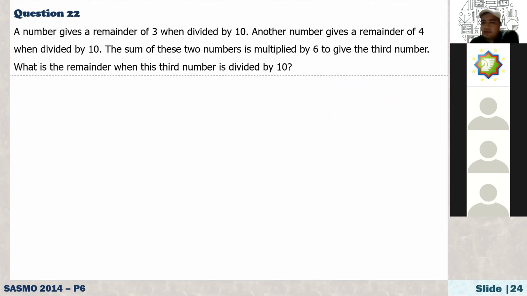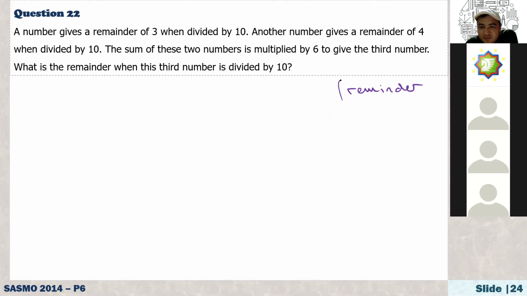Nargis, read it first, and after that, first let's understand the question, and we will discuss. A number gives a remainder of 3 when divided by 10. Another number gives a remainder of 4 when divided by 10.